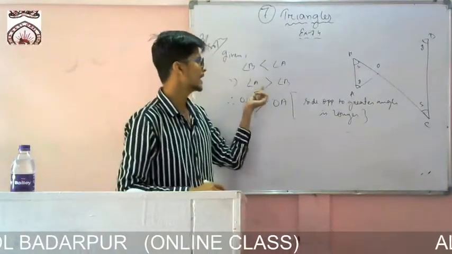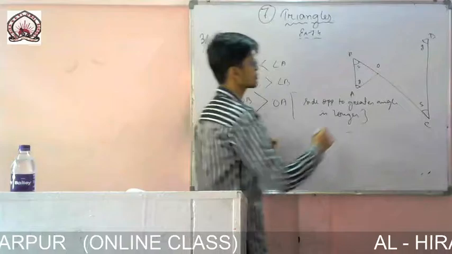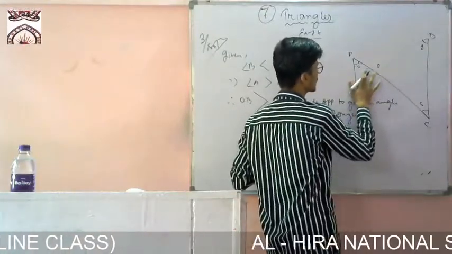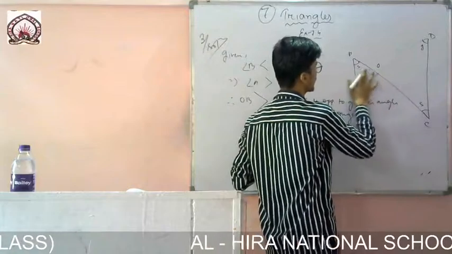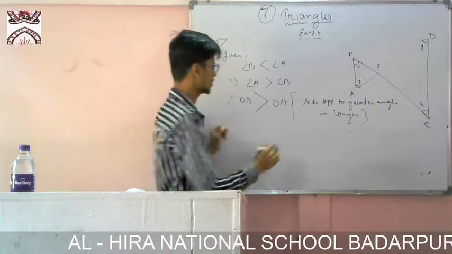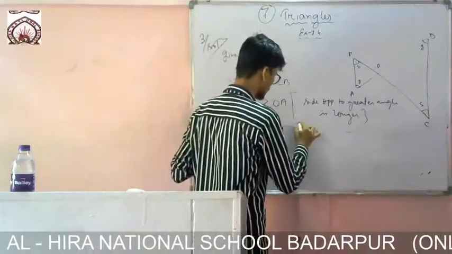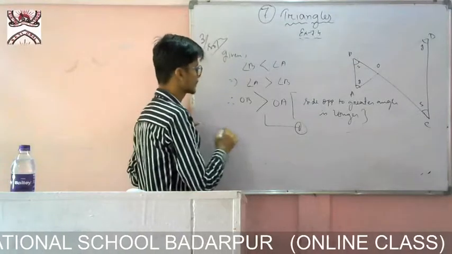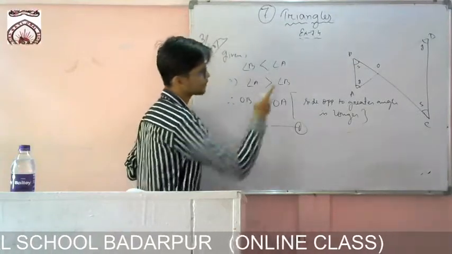So angle A is greater than angle B, so the side opposite to angle A is OB, and the side opposite to angle B is OA. That means OB is greater than OA. So let me give it as equation number 1. Similarly, I can write for that one also.